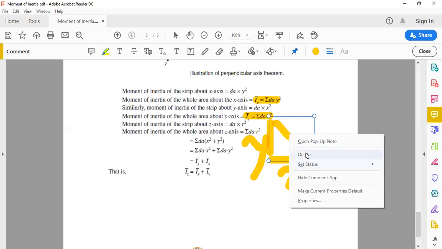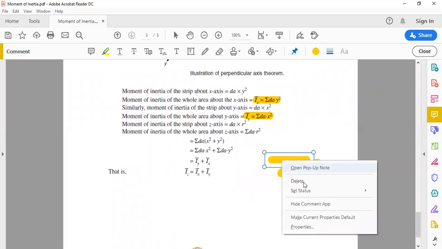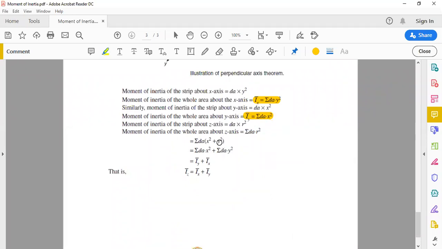Now this x square plus y square equals r square is written in this equation, that is sigma dA into x square plus y square, or sigma dA x square plus sigma dA y square after opening the brackets. What is sigma dA into x square? It is nothing but Iyy or Iy bar. What is sigma dA into y square? It is Ix bar. So this is nothing but Iz bar.